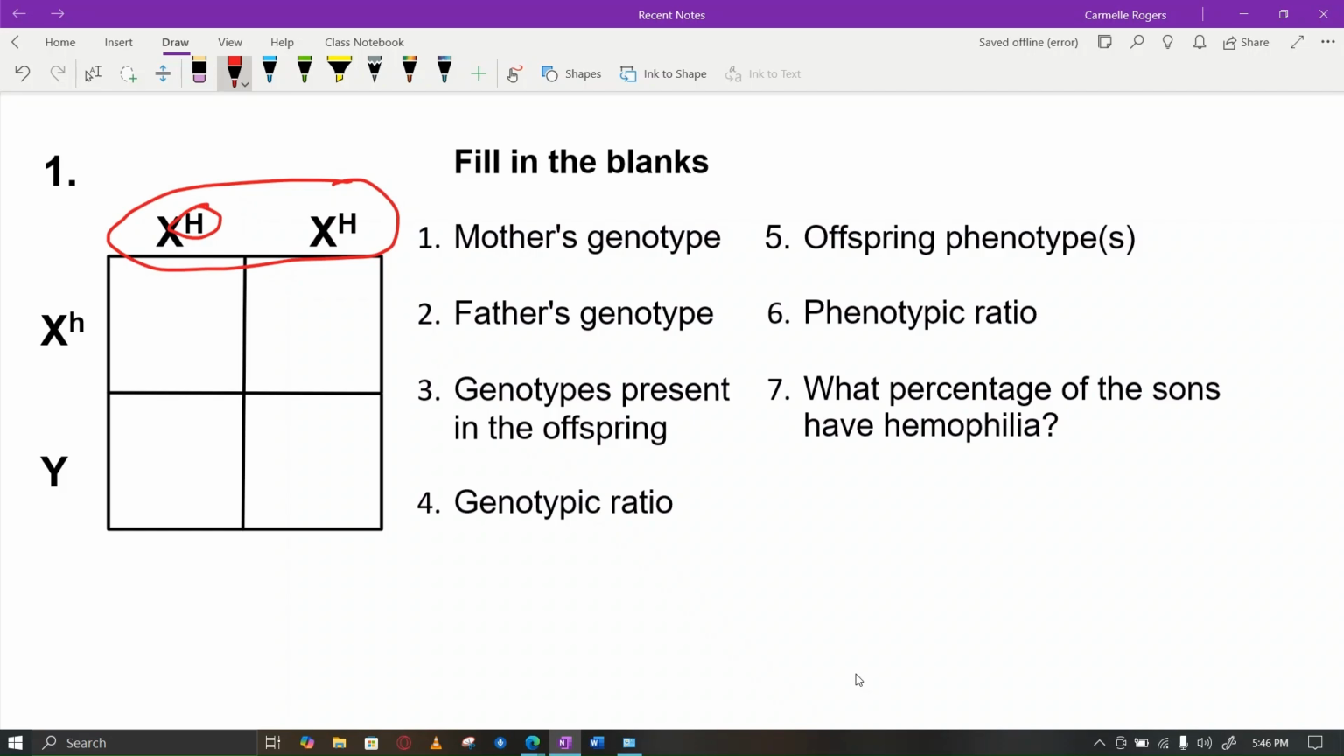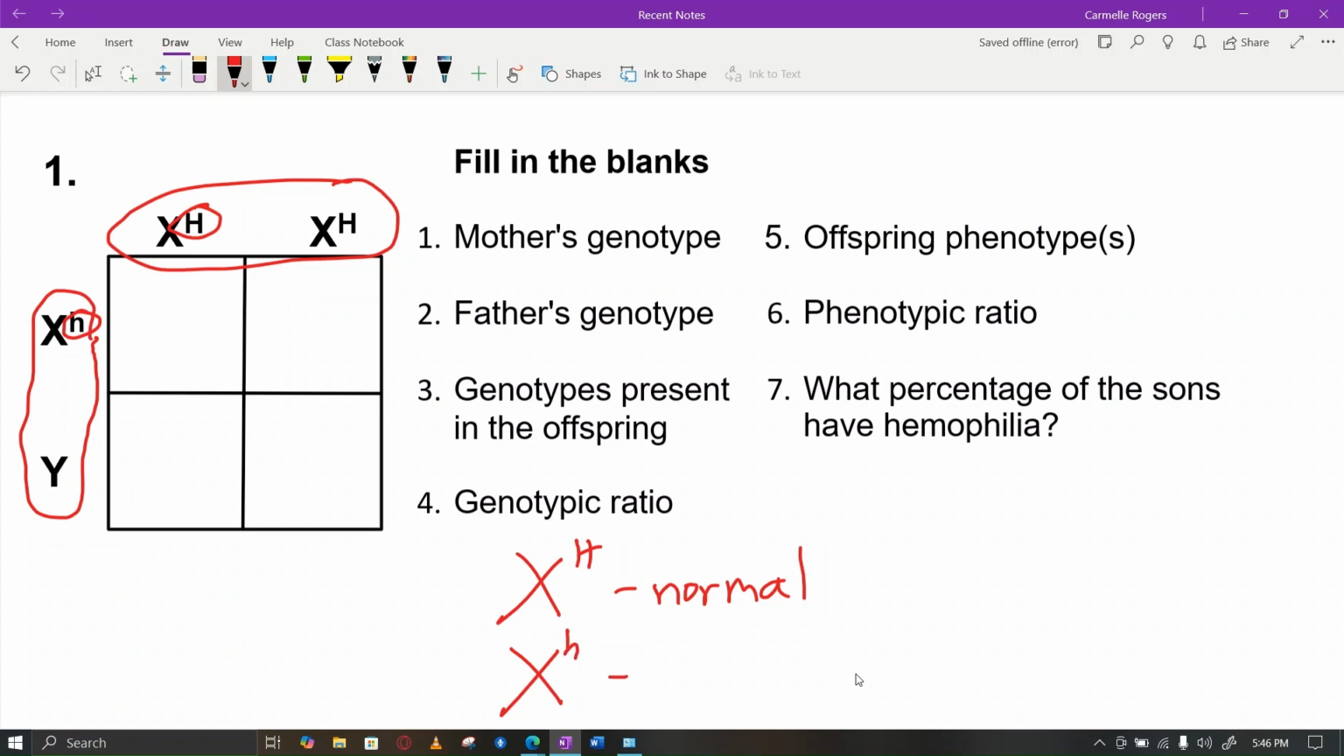Now, the fathers are going to be vertical on the side here. And this father actually has hemophilia. Notice how the superscript is lowercase. This would be recessive. Let me go ahead and just draw a bit of information here. X with the capital H, that would be normal. And then X with the lowercase h would be the one with the mutation.